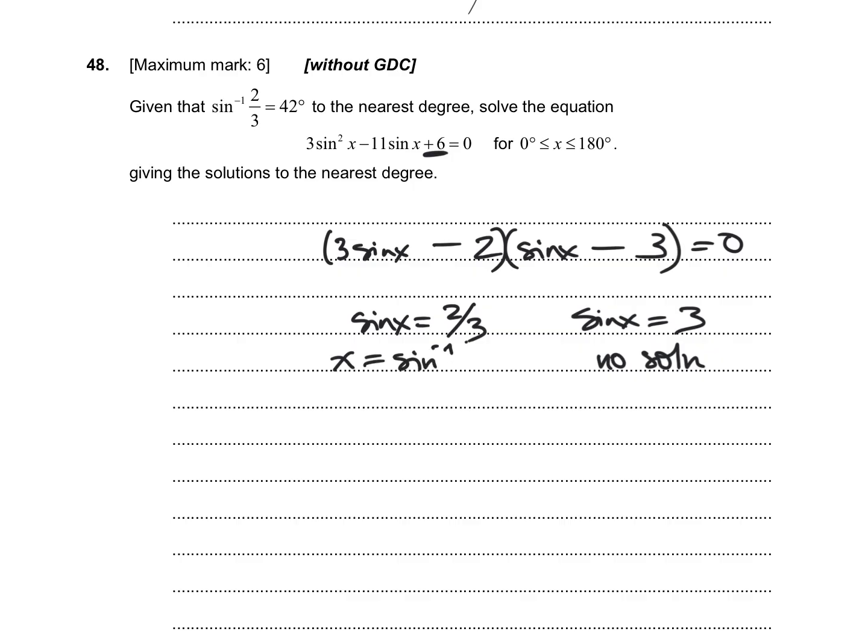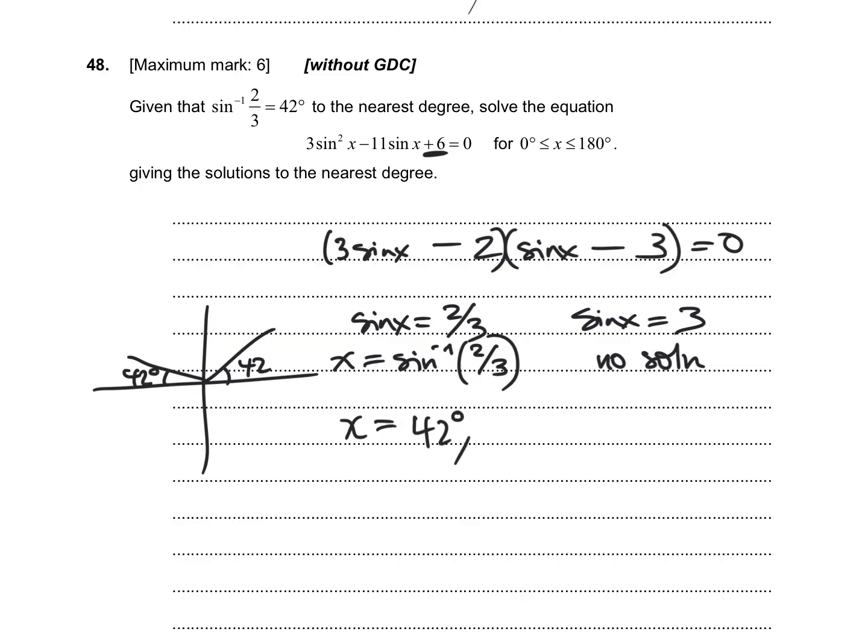If we take the sine inverse to get x by itself, we get that x is going to be 42, and this is from 0 to 180. It's sine, so we have here and here. So 42 is one of your answers, and also 180 minus 42, so 138.